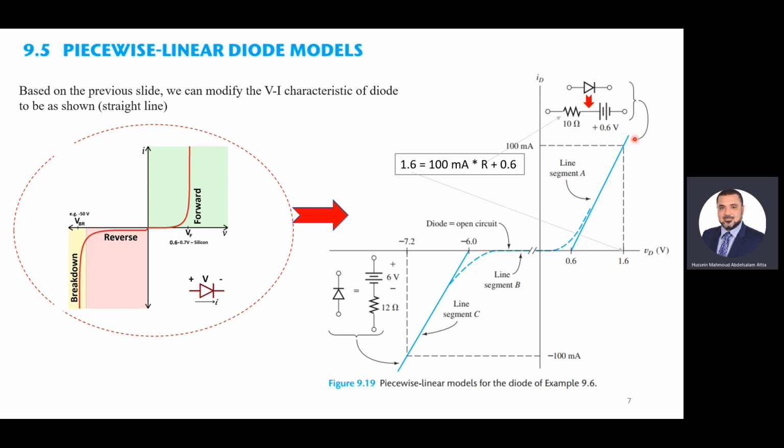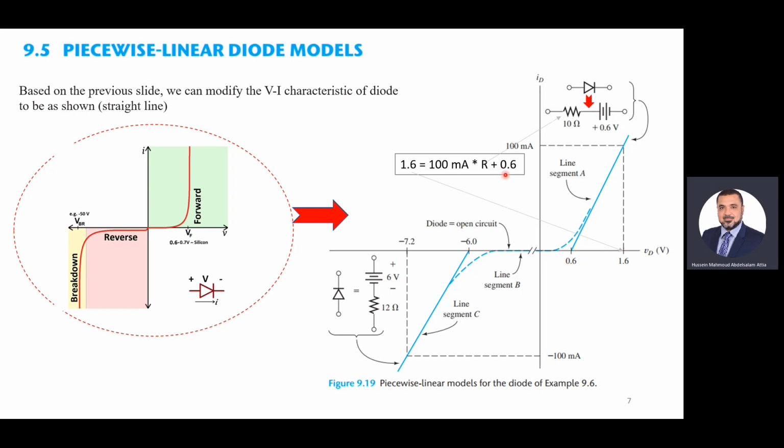I can find the equation of this line as V equal to 1.6 when I is this point. Look at this point, Shabab. I here is 100 milliampere when V is 1.6. So it will be 1.6 equal to 100 milliampere times R plus 0.6. R is the slope; the slope of the line is 1 over R. 0.6 is a voltage here. It's clear that when I equal to 0, the voltage equals 0.6.